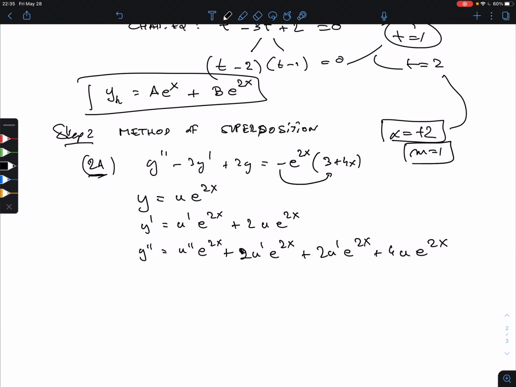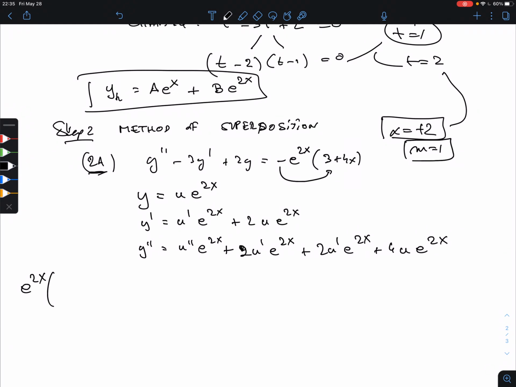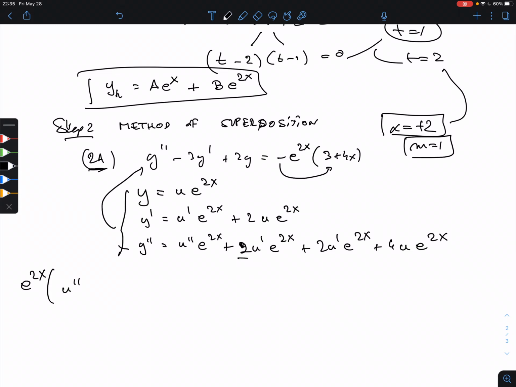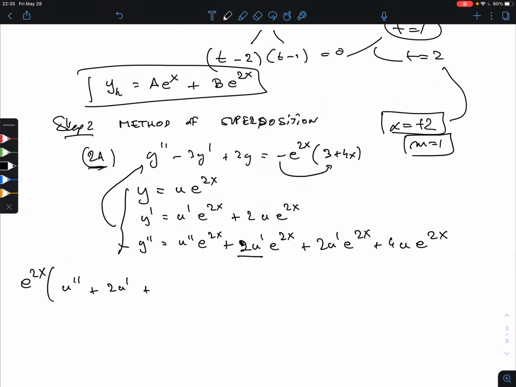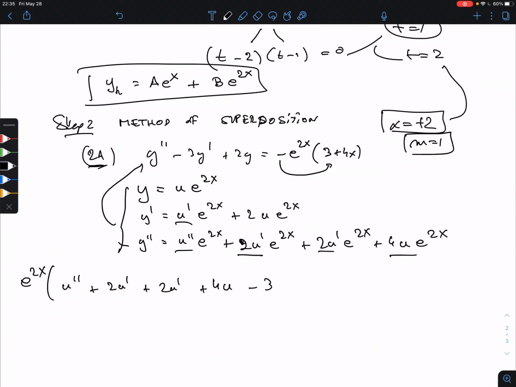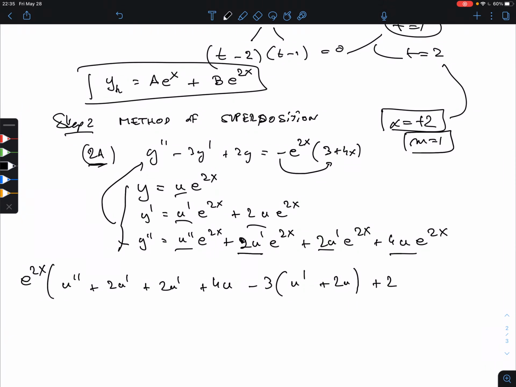Okay, so we put everything together. We get the e to x that we can factor out. So I'm going to plug these three guys in here now. Okay, so we get u double prime, plus 2u prime, another plus 2u prime, plus 4u. That's this guy. Let's make sure that we have everything. Minus 3 times u prime plus 2u. See, I open the parentheses, right, because this minus 3 will multiply each of these terms. And then finally we have a plus 2 times y, which is the u here. And that is equal to minus (3 plus 4x) times e to the 2x, and now the e to x is cancelled.